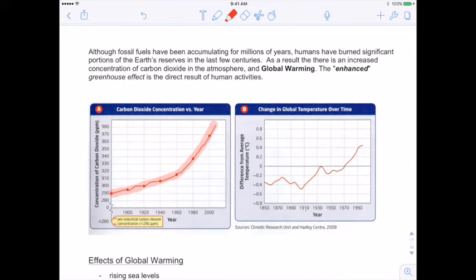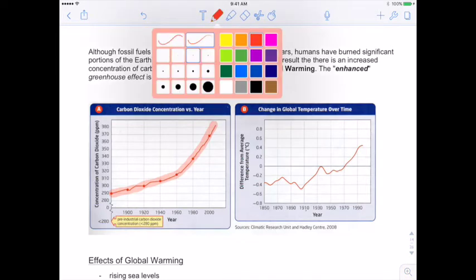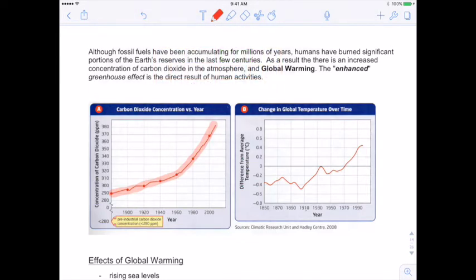When did this increase start? If you take a look at the graph, the increase started around this time right here.